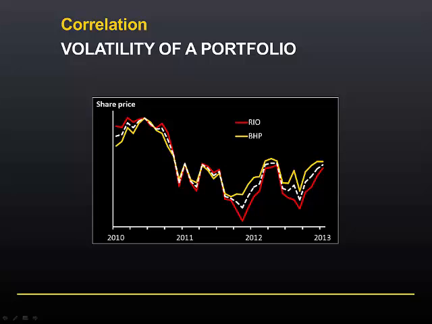If we construct a portfolio of these two shares, shown by the white dashed line, we can see that there is almost as much movement or volatility or risk as each of the shares on its own.